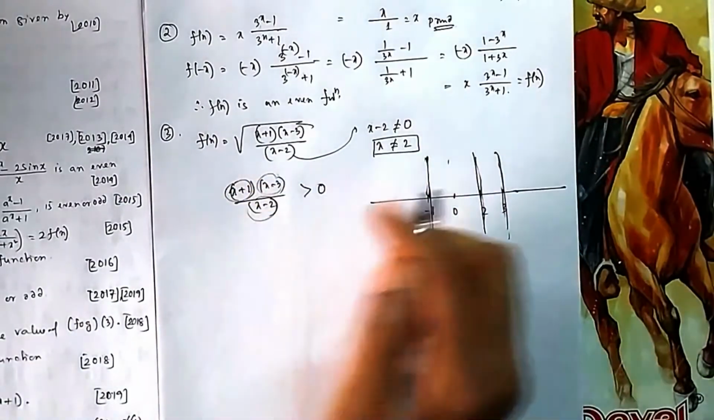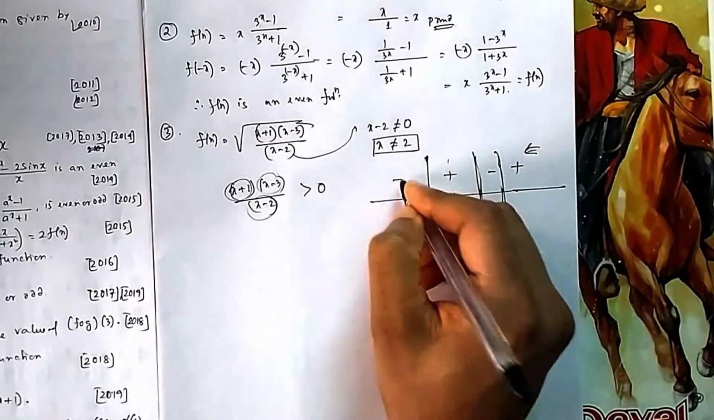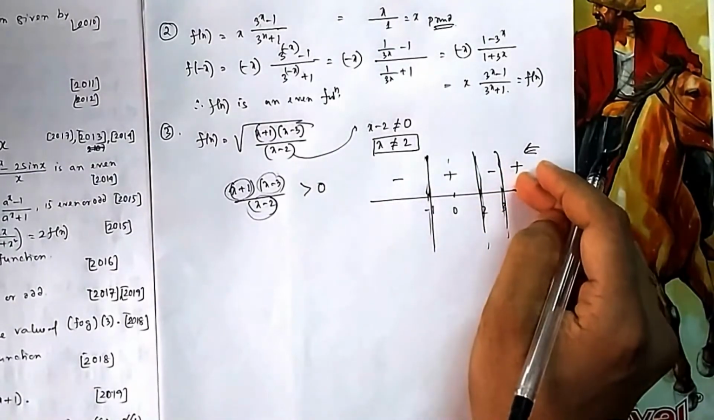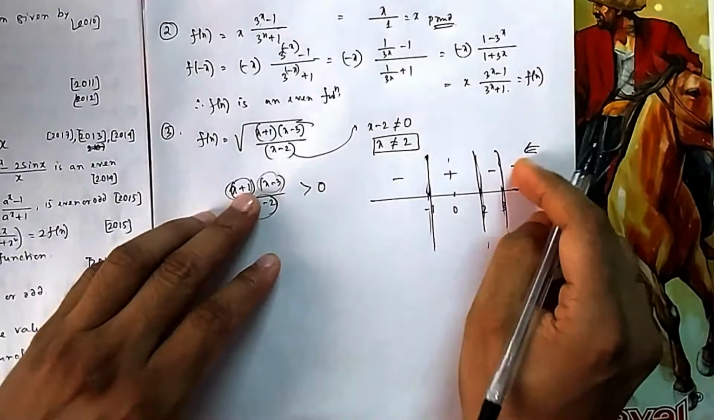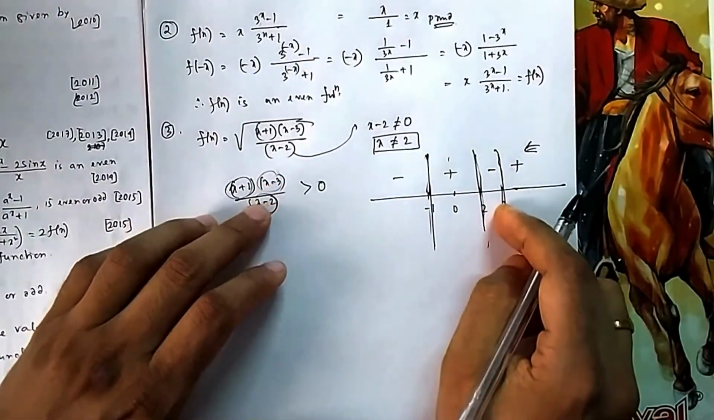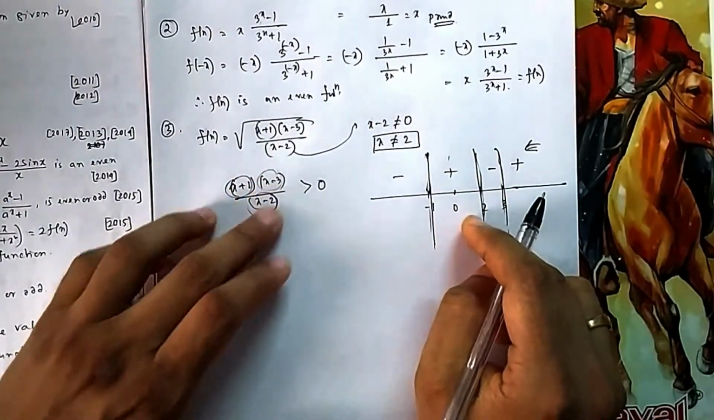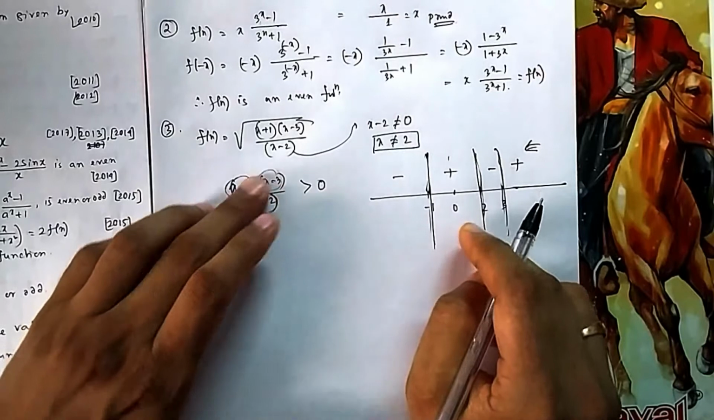I told you, if it is the standard one, you can start from this side. It is always plus, minus, plus, minus. That means here, plus means if your x value is more than 3, this output will be positive. If your x value is between 2 and 3, the output of this expression will be negative. If your x value is between minus 1 and 2, your output will be positive.